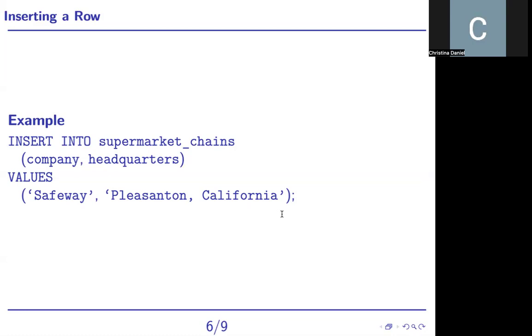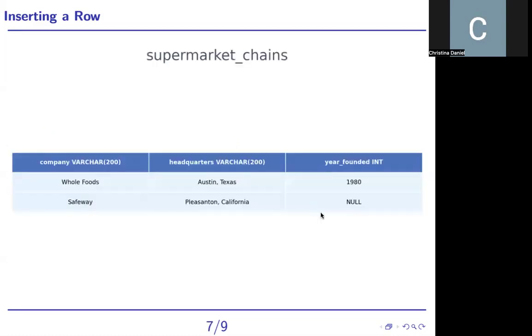So what happens to the resulting table? What happens is we get a null value for the year_founded column, and the other data is populated in the corresponding columns. The new row contains the company name and the headquarters data, leaving year_founded empty or with a default value. And that default value is null.